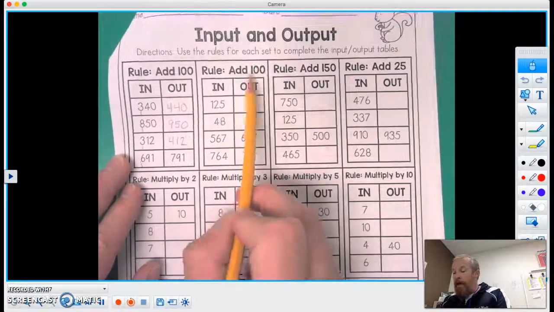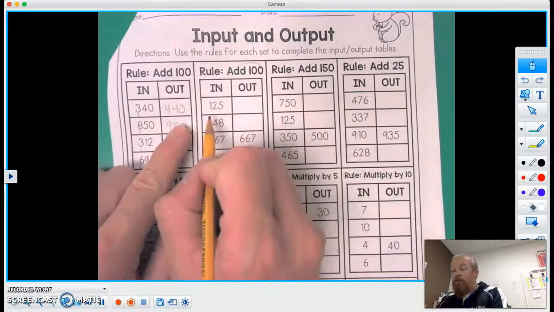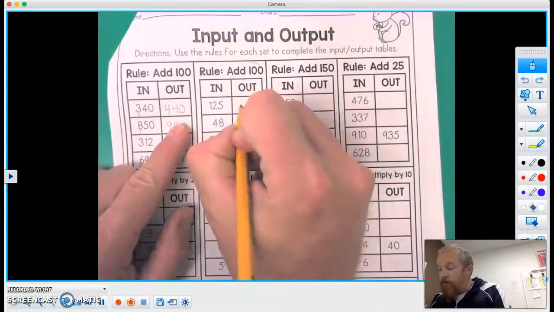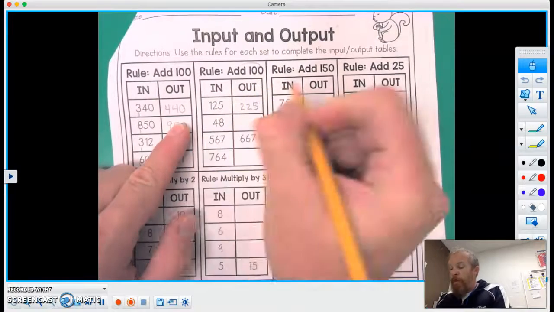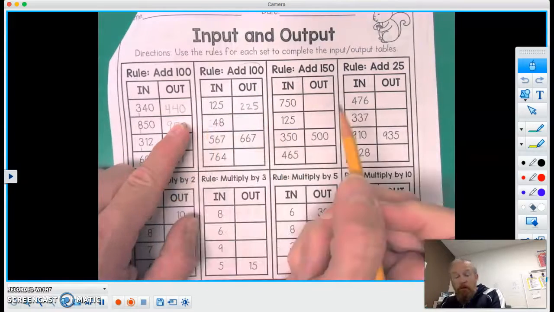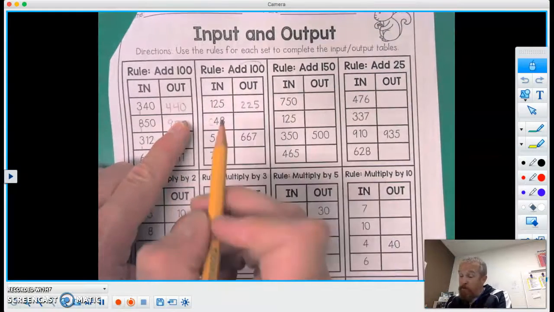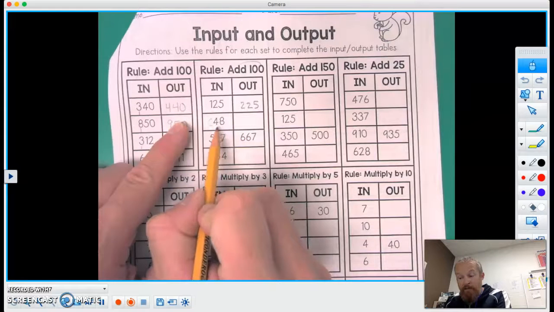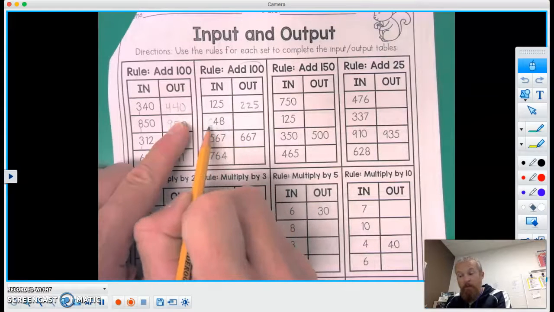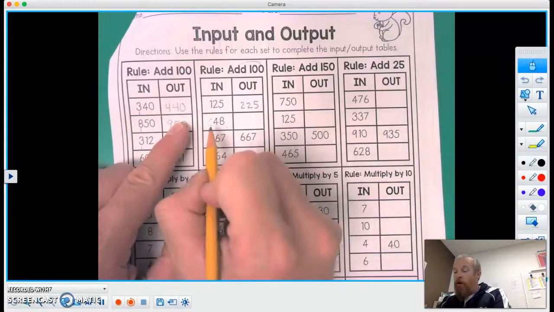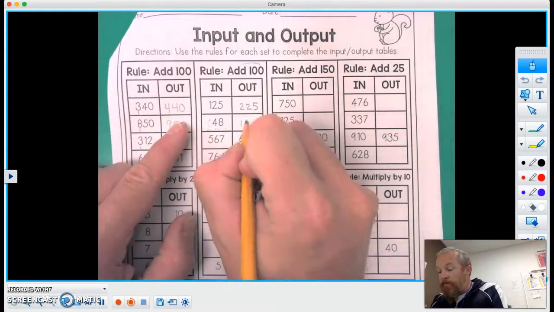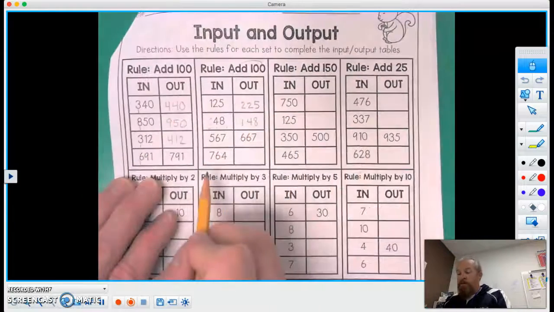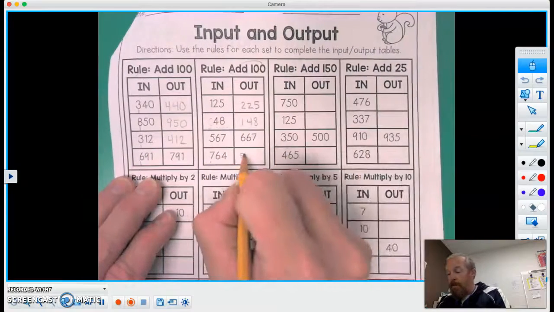Again, add 100. What's 1 plus 1? That's right, 2. This is a 0 in front of there. Remember that? Because it's only 2 digits. So here's your ones digit, your tens column. Ones column, tens column, hundreds column. A 1 plus nothing is 1. 7 plus 1, 8.